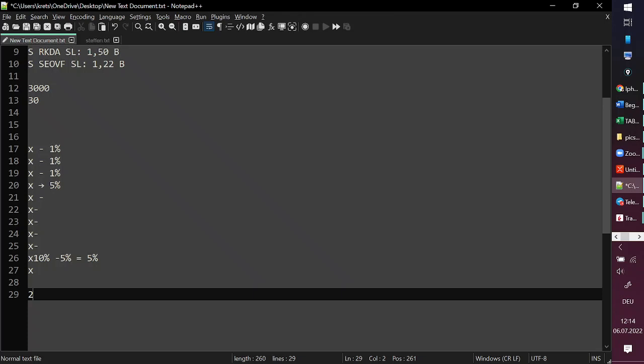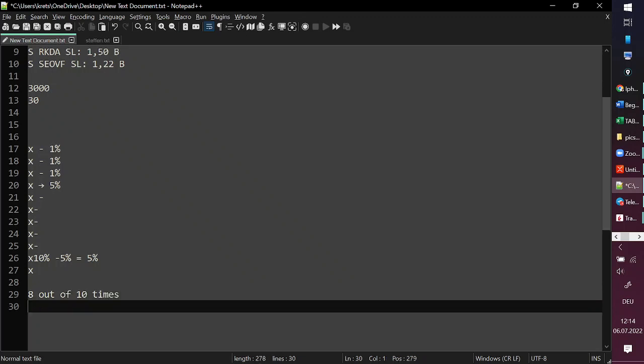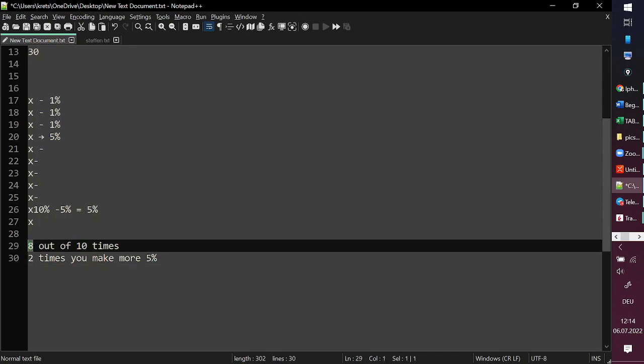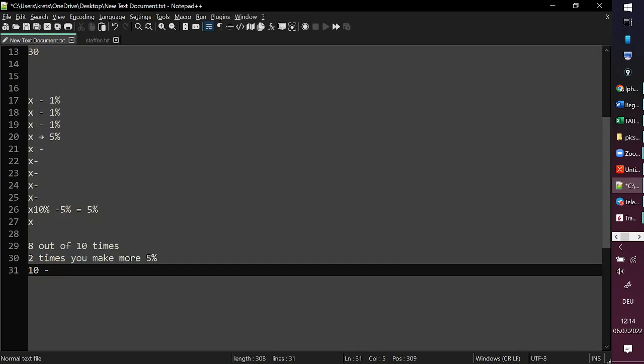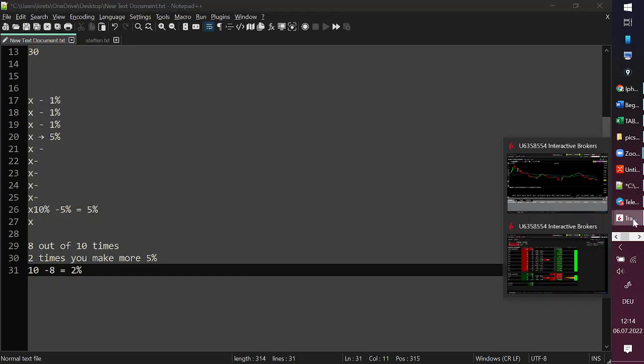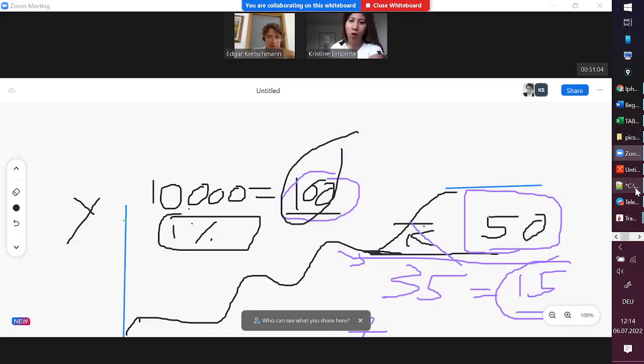You can lose 8 out of 10 times. It's no problem, if those 2 times you win, you make more than 5%. For instance, that's just an example, because then you lose 8% and then you make 10%. You still make profit. And even though it's very little, it makes a big difference in the long run.